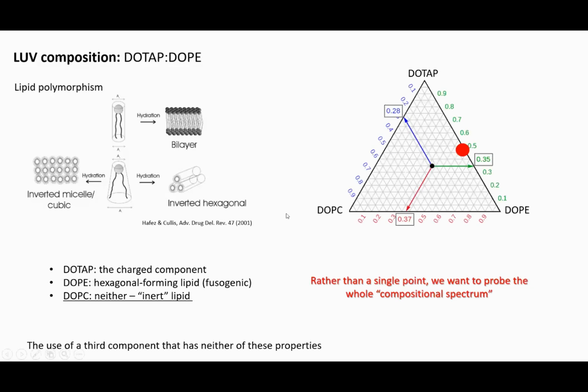So we made this fusion diagram. This is just a representation. These are the three components we use, DOPC, DOTAP, and DOPE. And the composition that we've used so far, 50% DOTAP, 50% DOPE, falls in this diagram here. But instead of studying a single point composition, we wanted to map a whole diagram in order to obtain a composition spectrum.